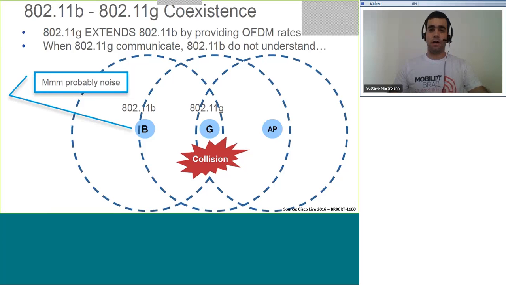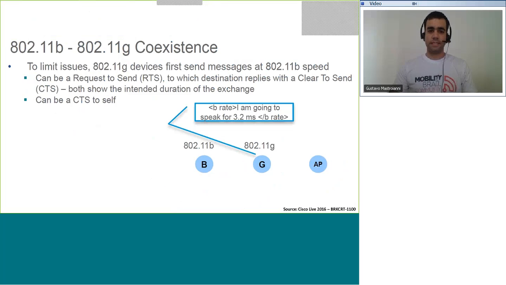802.11g uses OFDM rates, which are different from 802.11b, which is DSSS. So when 802.11g tries to communicate between a client and an AP, 802.11b does not understand, might think it's noise, and there might be a collision because of that. So there must be some kind of coexistence, some way that both can understand each other. Because of that, there is a frame called request to send, RTS, and also a CTS, which is clear to send.